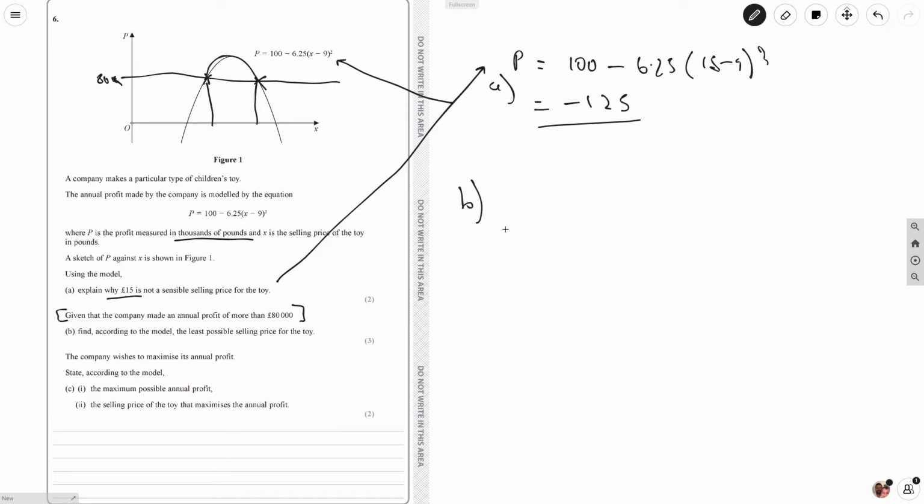So again we use the formula, but we plug in the value of 80 on the left hand side. Be careful not to put 80,000 in. This 100 here is 100,000 because it says so in the question. So we put 80 in and copy the rest of this, and we basically solve this. So if we subtract 100 from both sides, we get this.